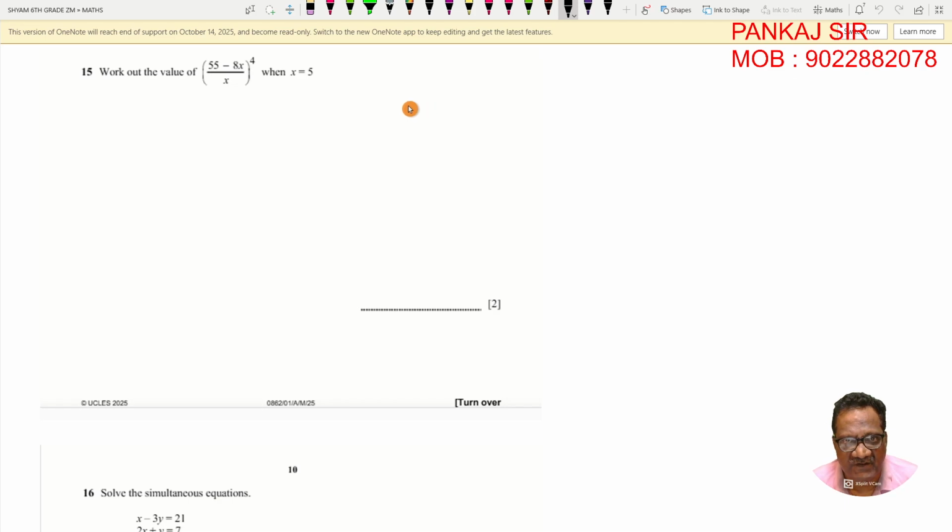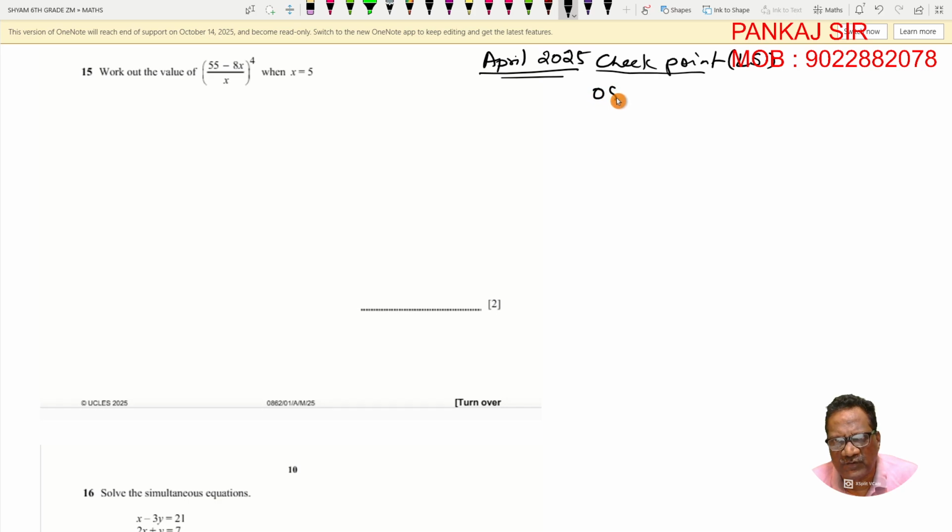One, in which I had started with the solution of a checkpoint paper. And let me mention that paper. It was the April 2025 checkpoint paper for lower secondary. The paper number was 0862, and it's paper 1. It's a 50 marks paper, and the time duration is 1 hour.